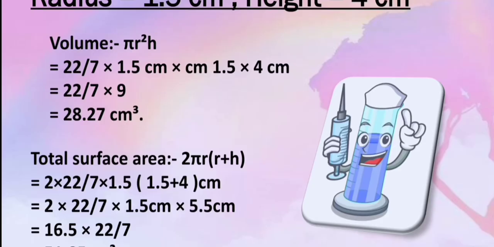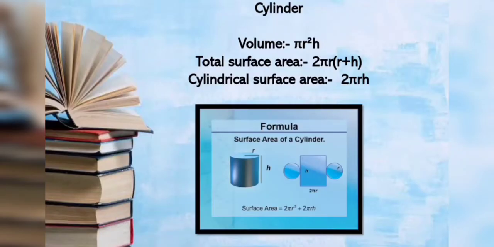Let the cylinder radius be 1.5 centimeter and the height equal to 4 centimeter. So the volume of the cylinder by putting the values. So now let's see the volume, total surface area and the cylindrical surface area of the cylinder.